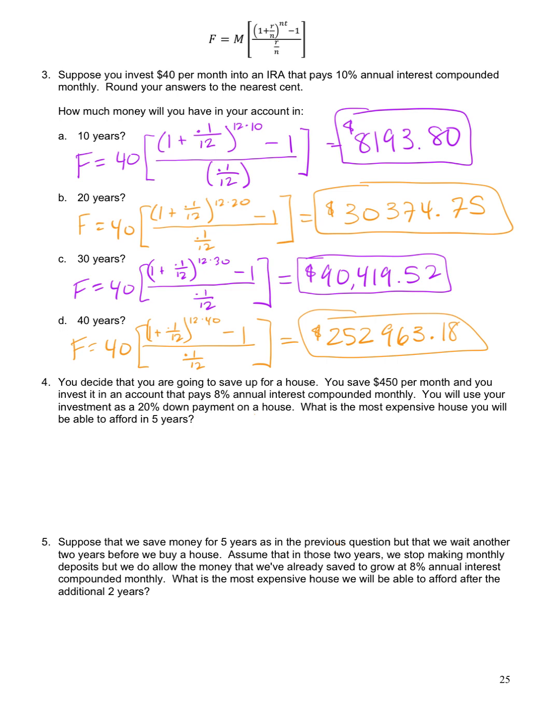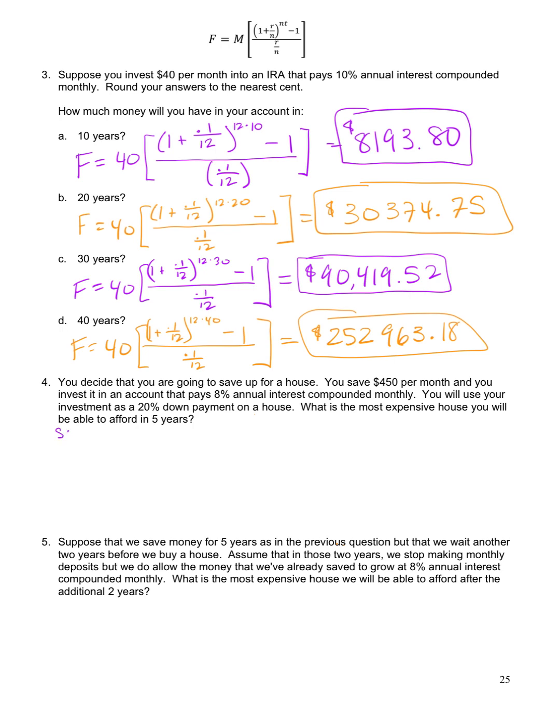Okay, question 4 is a two-parter. So we're saving up for a house. You can save $450 a month, and you're going to invest it in an account that pays 8% annual interest compounded monthly. You'll use your investment as a 20% down payment on a house. Okay, so let's just see how much money we're going to save.